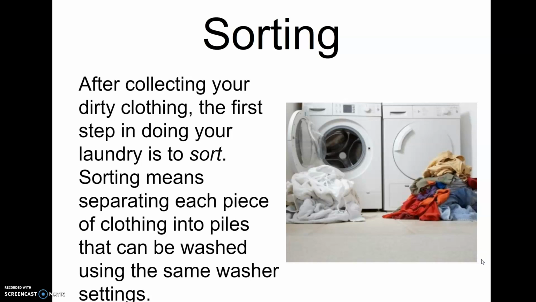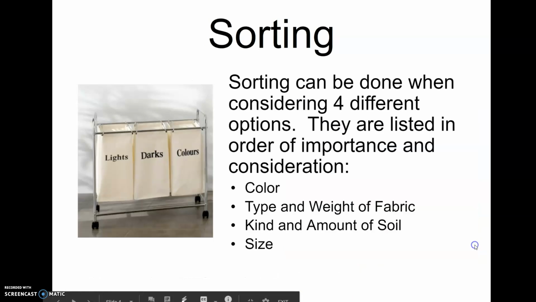So the first step in the laundry process is sorting. After collecting your dirty clothes, the first step in doing your laundry is to sort it. Sorting means to separate each piece of clothing into piles that can be washed using the same washer setting. Sorting can be done when considering 4 different options. They are listed in order of most importance and consideration.